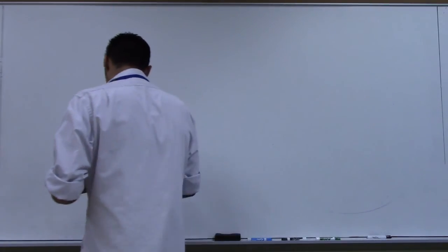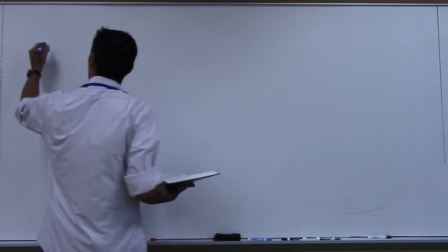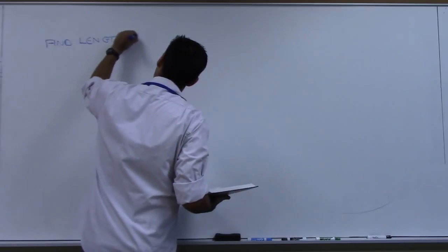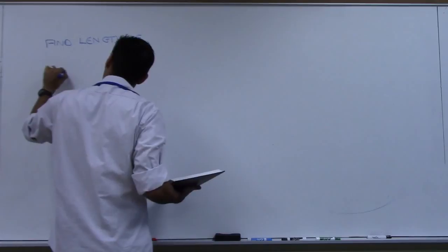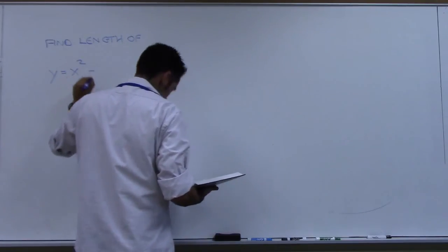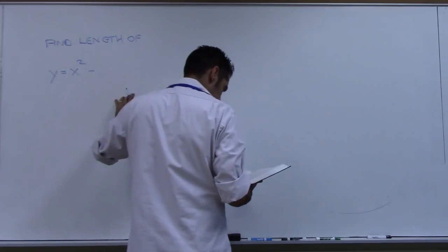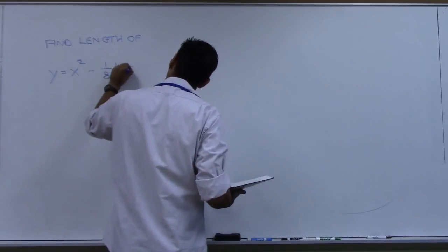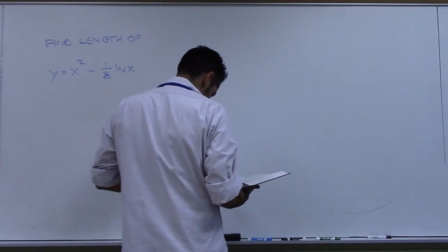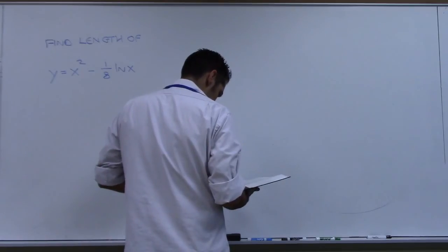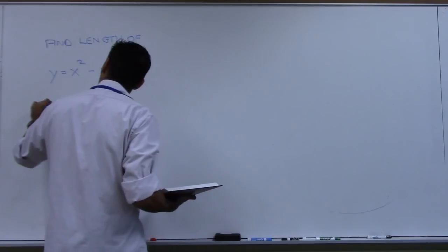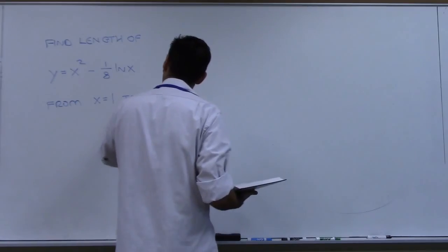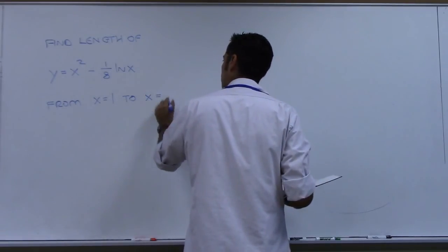All right, so let's find the length of y equals x squared minus 1/8 natural log of x from x equals 1 to x equals 2.